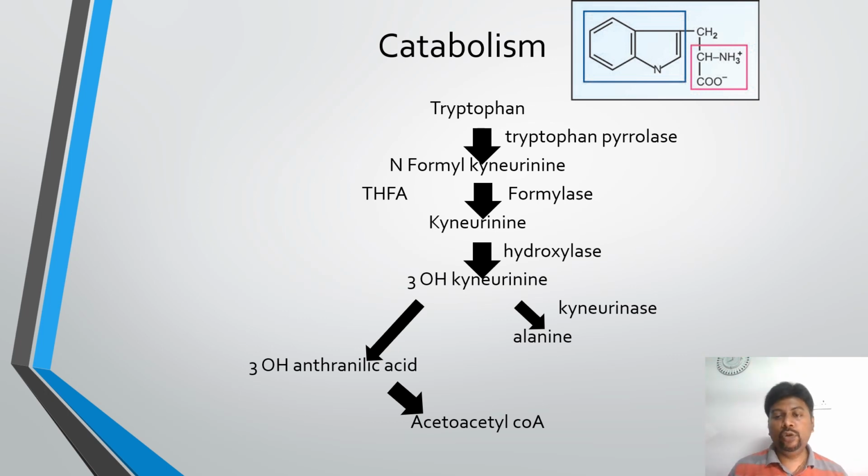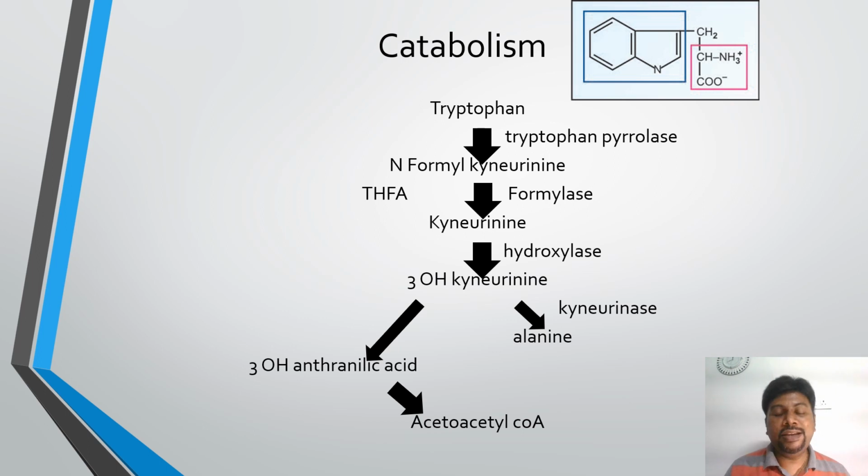So here I would like to give you a small clinical significance. I said there are two enzymes which play a key role in tryptophan catabolism. One is tryptophan pyrrolase, which is an iron containing enzyme, whereas the other one is kynurenase, which needs vitamin B6 or PLP as its coenzyme. So in vitamin B6 deficiency, this kynurenase will not work. So the kynurenine will be accumulating in our body.